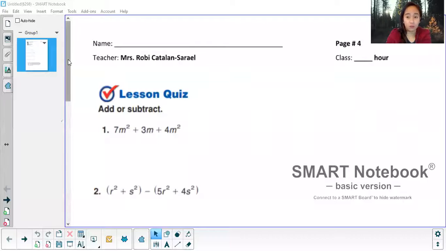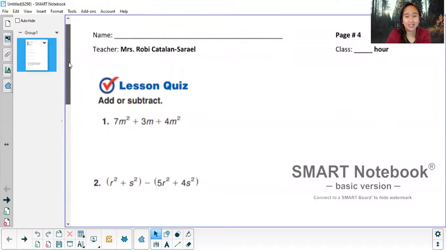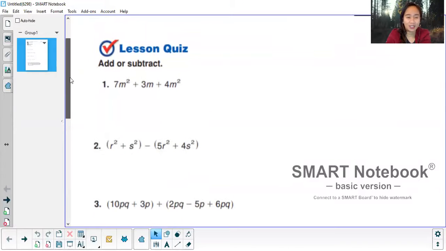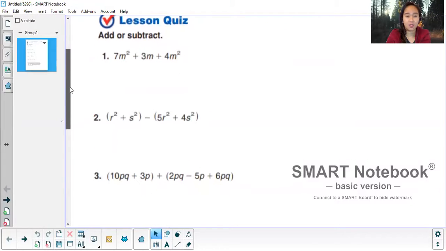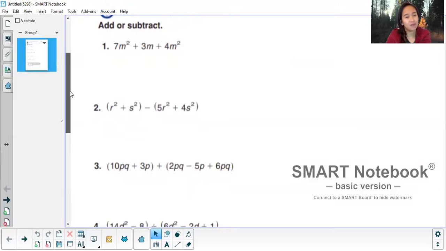Good morning. So this is a tutorial or a guide on how to do activity page number 4. For those who haven't turned in that activity yet, this will help you. So let me share this one. Let's start. It says lesson quiz, but actually all of the activities that you've been working on, that's noted, so you know. Now let's start with this one.